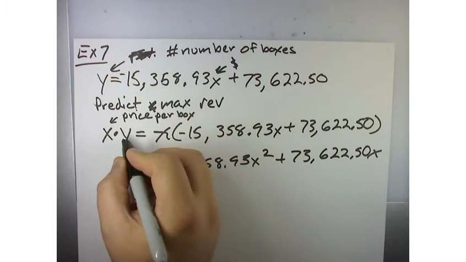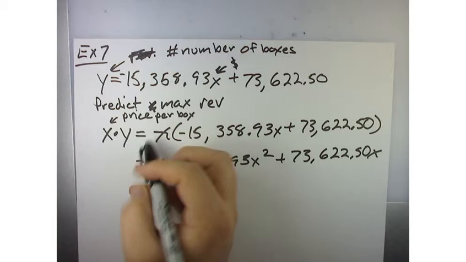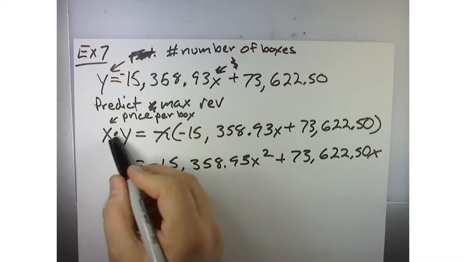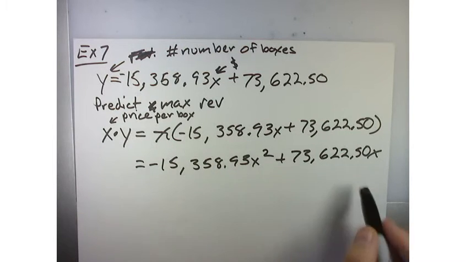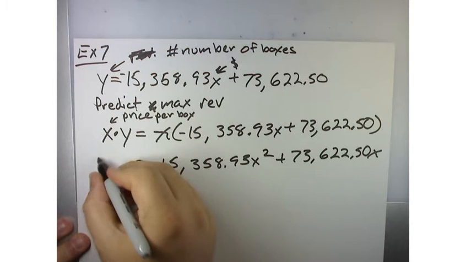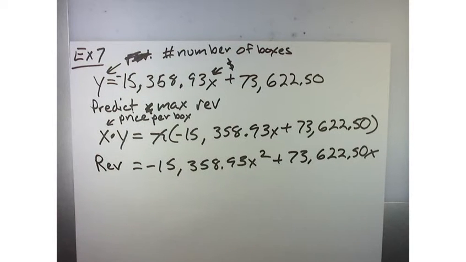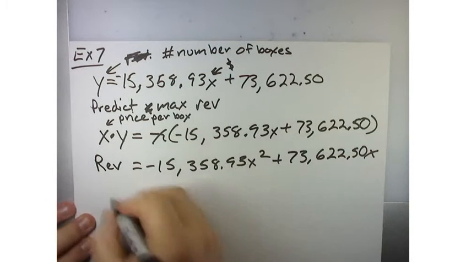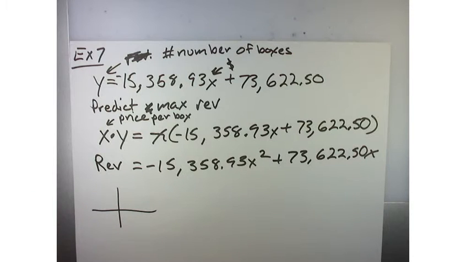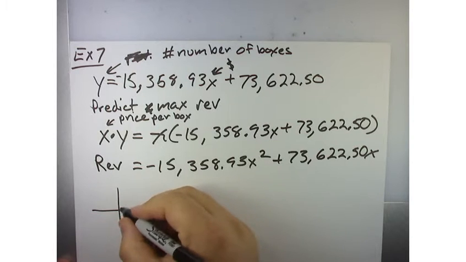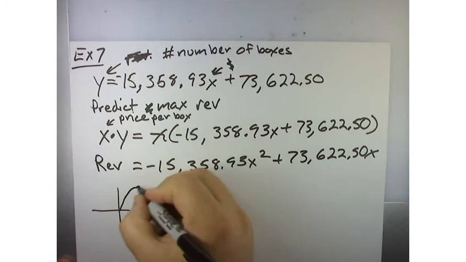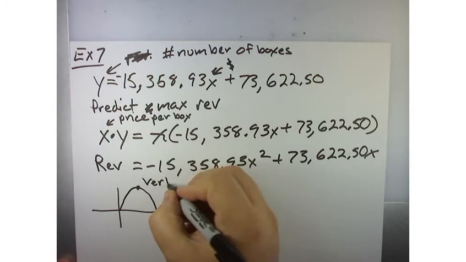So to figure out how much money we would make, or the revenue that we would generate, we would take the price per box and multiply it by the number of boxes, and that's how we end up with this quadratic equation, right? So we say that the revenue is equal to this equation. So the maximum occurs, now if you look at this, this is going to be a quadratic equation that turns upside down. So the maximum value is going to occur at the vertex.